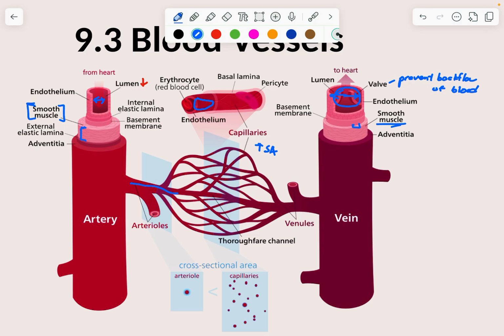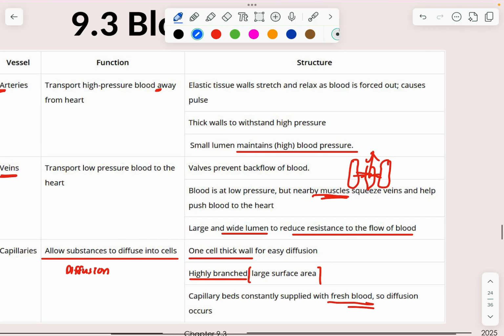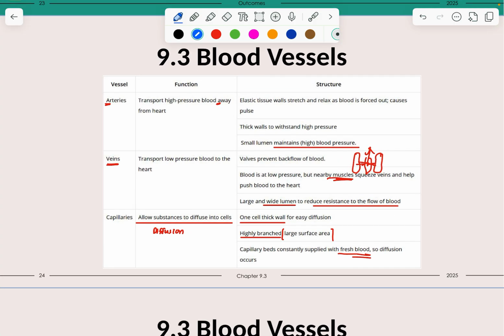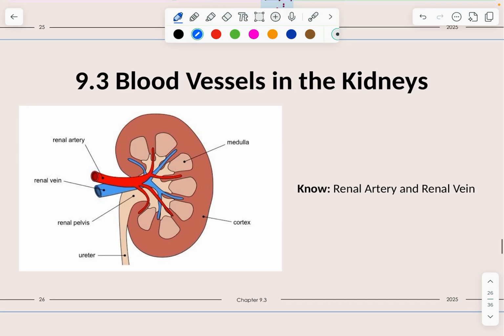You don't need to know other things, you just need to know, come back to this. How does it relate to the structure? How does it relate to the function? Just remember this. I think it's always very sufficient. Okay, we need to go through the blood vessels in the kidney.